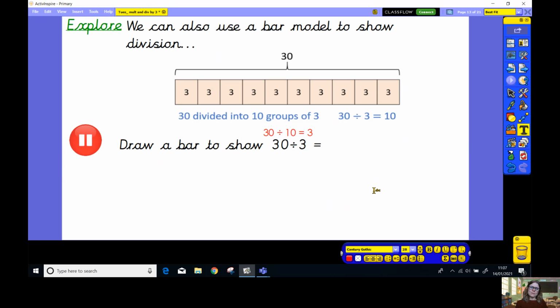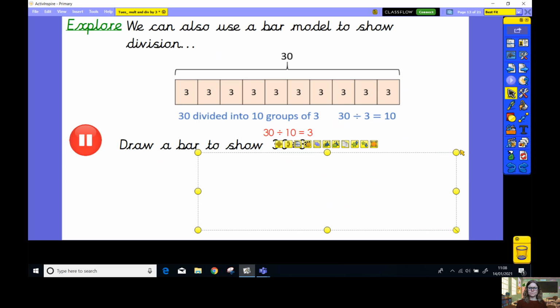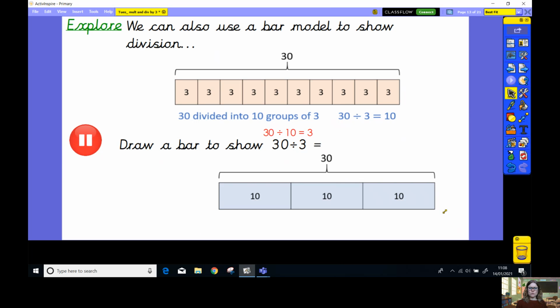Would you like to now draw me a bar model which shows me 30 divided by 3? So there needs to be 3 groups in your bar model. And what digits would you write in each part of the bar model? Have a go at that now. And remember to use a ruler if you are going to be drawing a bar model. Well done. So your bar model probably looks a bit like this. And here we have 30 divided by 3, and each one equals 10. And again, that is the other way around, isn't it? Those ones should be swapped around.